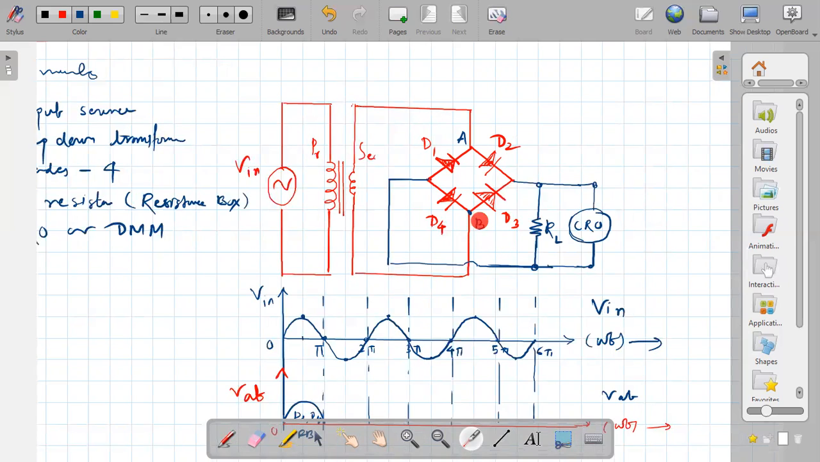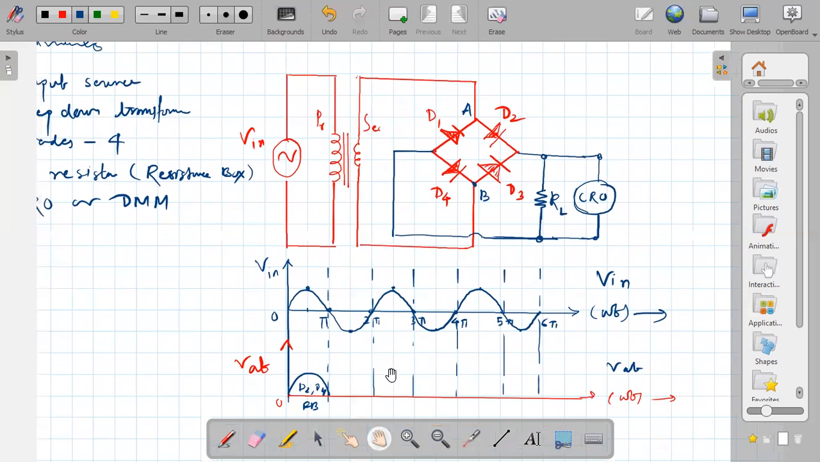When the positive cycle is at point B, which diode will be in forward bias? D3. So when the negative cycle is at point A, current flows only through D1 and D3. See this, only D1 and D3. Therefore, when D1 and D3 are in forward bias, D2 and D4 are in which bias? Reverse bias. Therefore, for this negative cycle, you get current through the circuit due to the forward bias of D1 and D3.